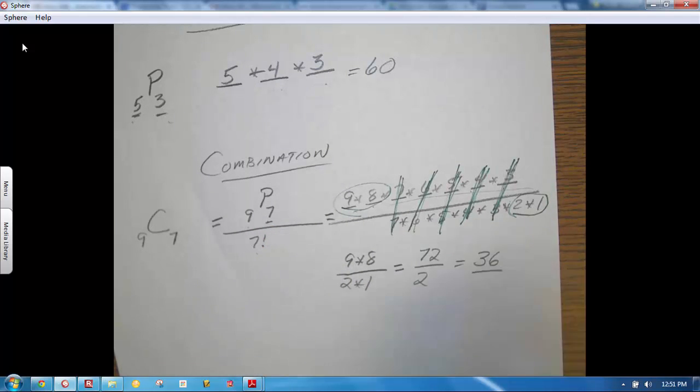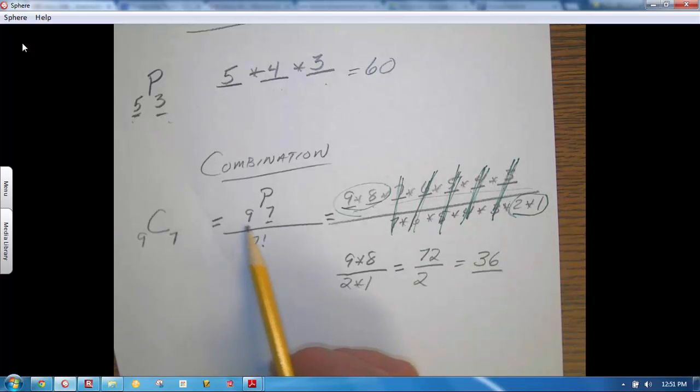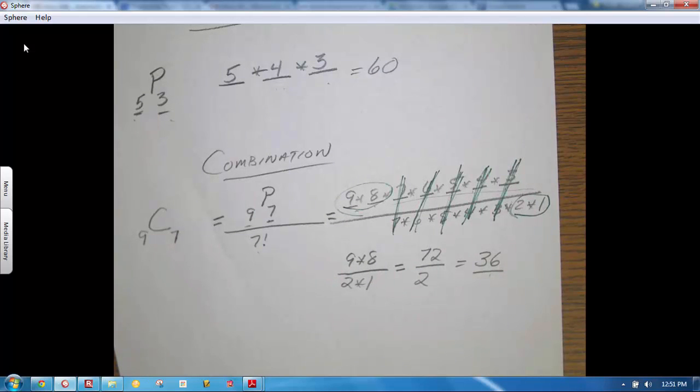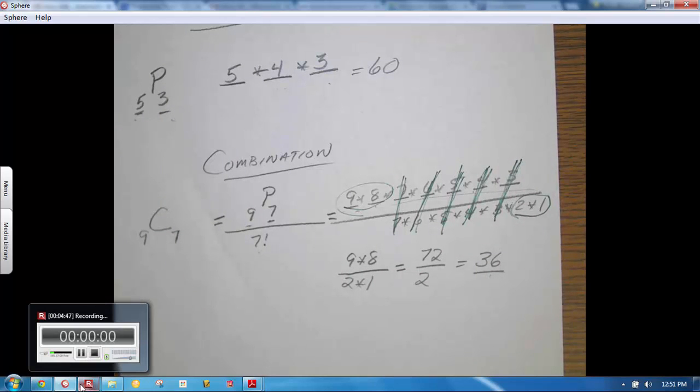So in other words, if this was pizza, we had 9 toppings available, but we could only put 7 on our pizza, you would be able to do that in 36 unique ways. So that's the difference between permutations and combinations. Again, just remember, permutation we do when the order is important. Combination we do when the order is not important.